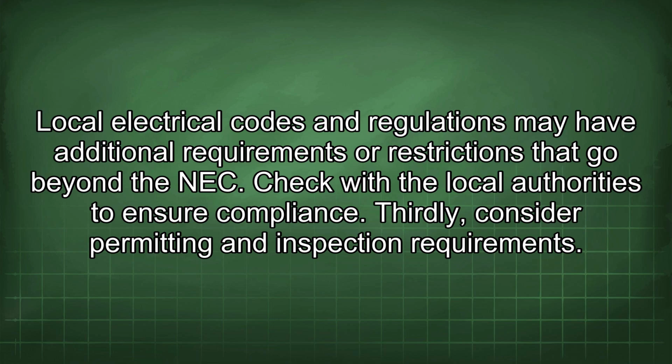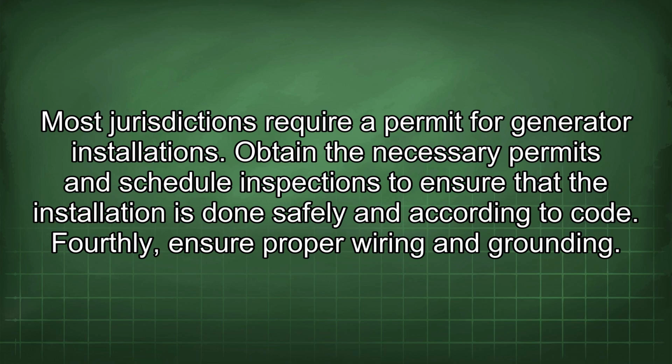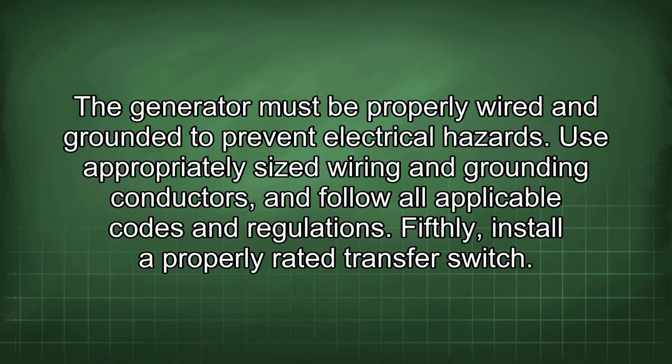Thirdly, consider permitting and inspection requirements. Most jurisdictions require a permit for generator installations. Obtain the necessary permits and schedule inspections to ensure that the installation is done safely and according to code. Fourthly, ensure proper wiring and grounding. A generator must be properly wired and grounded to prevent electrical hazards. Use appropriately sized wiring and grounding conductors, and follow all applicable codes and regulations.